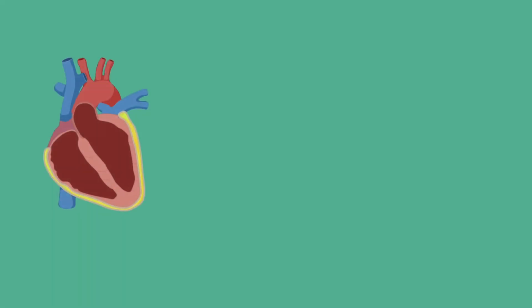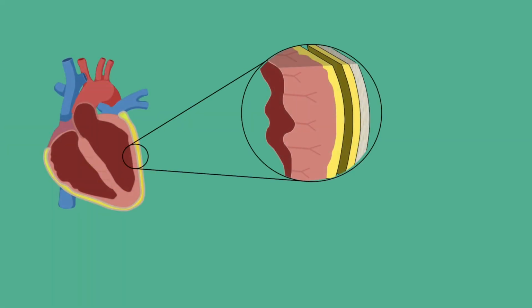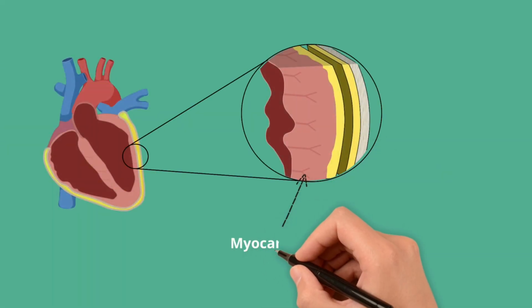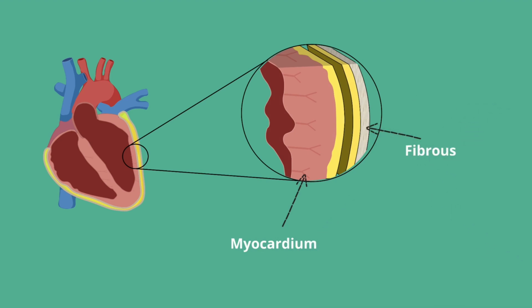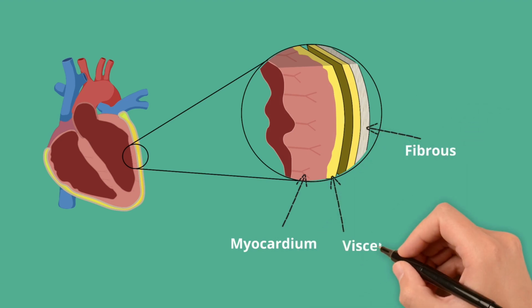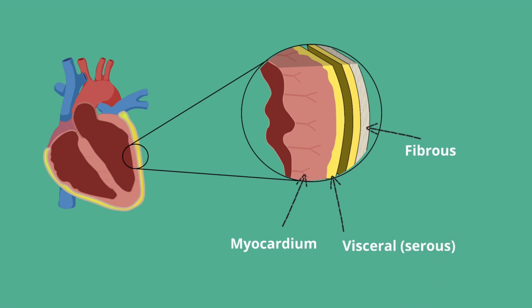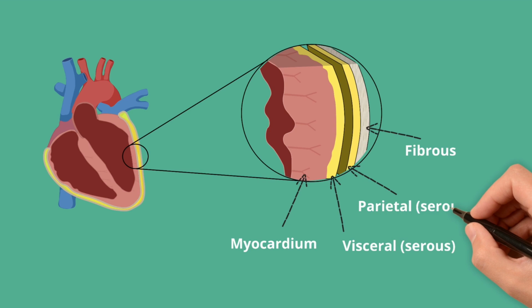The pericardium is a double-layered sac that surrounds the heart. It consists of an outer fibrous layer, which is tough, and an inner serous layer that is smooth. The serous layer itself has two components, a visceral layer, which is tightly attached to the epicardium of the heart, and a parietal layer, which is attached to the fibrous pericardium.